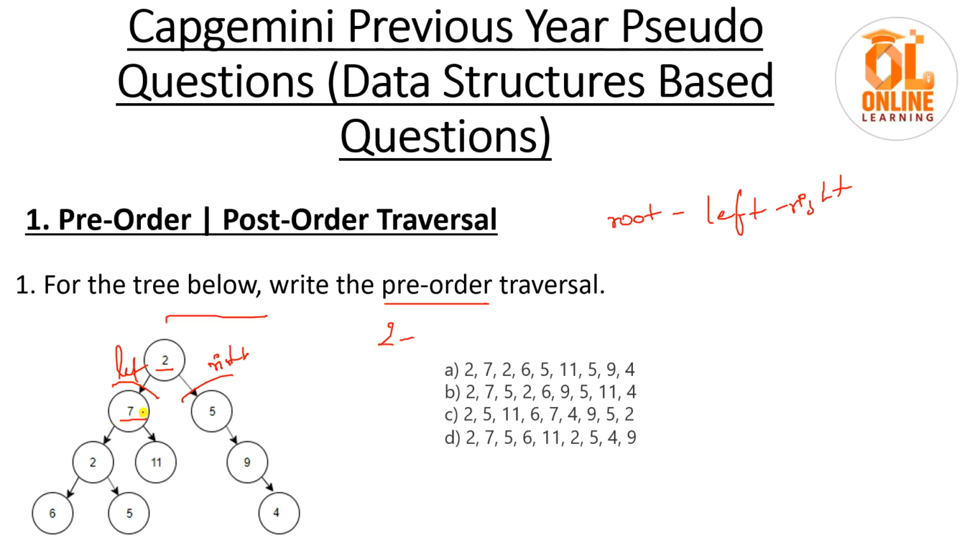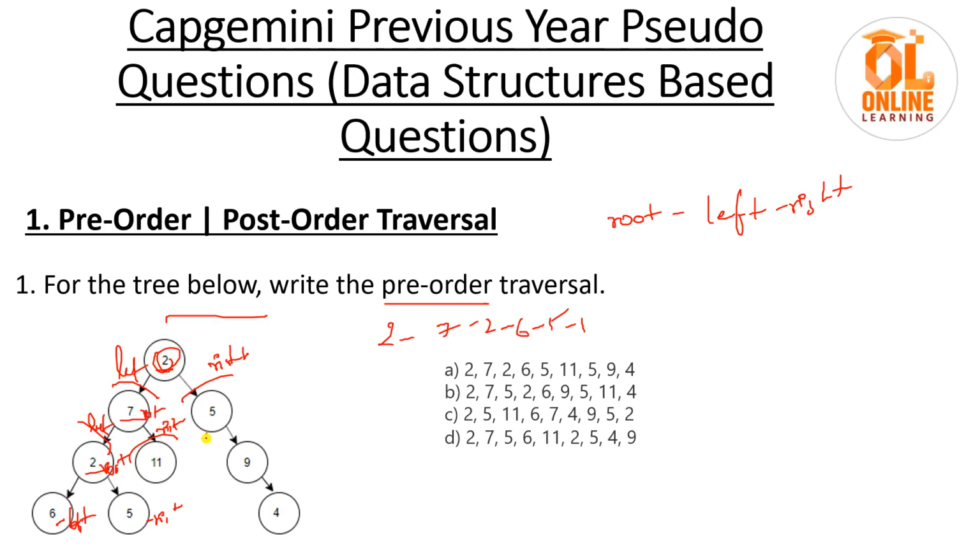In the left, this becomes root again, and this becomes the left subtree for it, and this becomes the right. So first the root is visited, so 7 will be visited here, and in the left again this 2 becomes root, this becomes left, this becomes right. For this, first the root 2 is visited, in the left 6, and the right 5. After the left is visited for the root 7, the right one, that is 11, will be visited. For the root 2, the left subtree is completely visited, so now the right part.